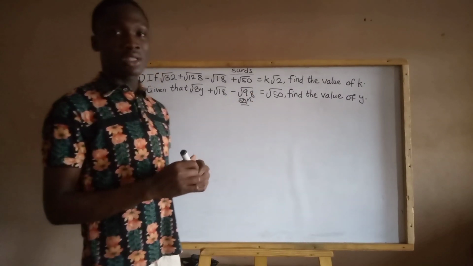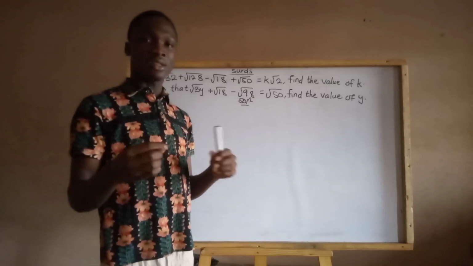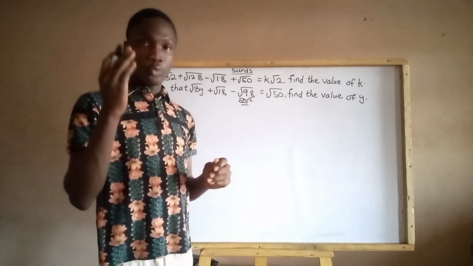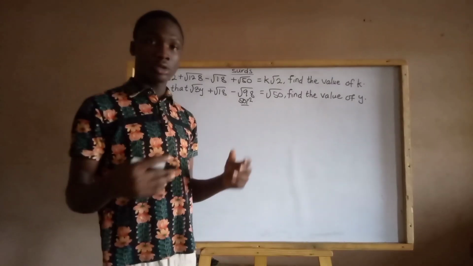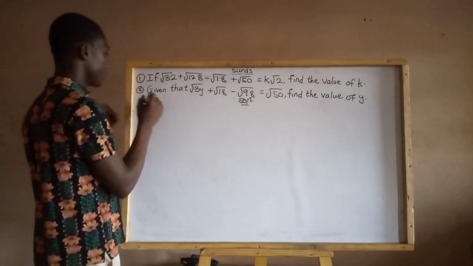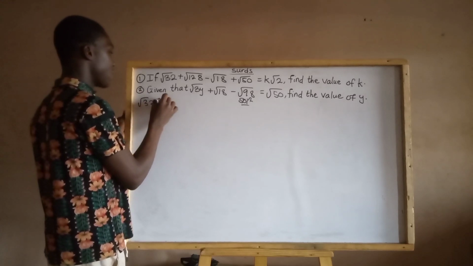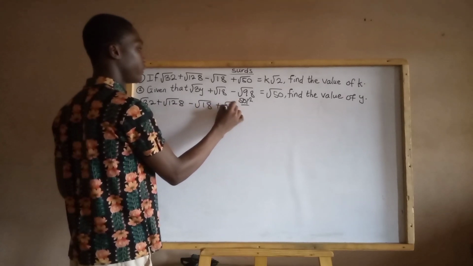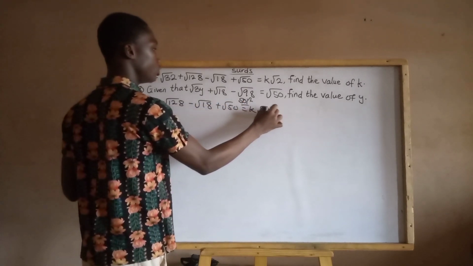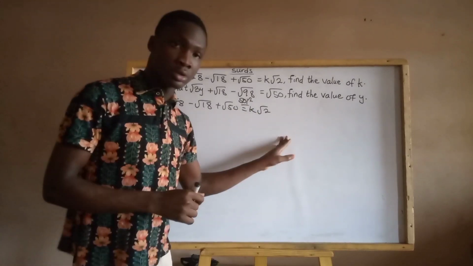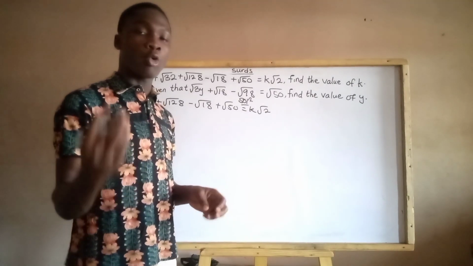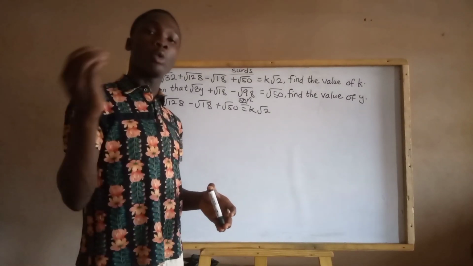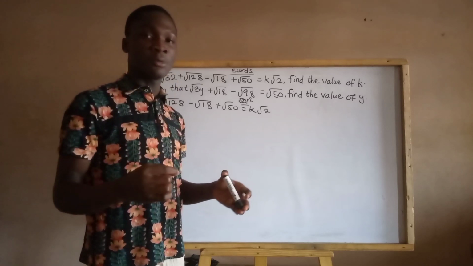we learned in our previous videos that on solving addition and subtraction of surds, we have to make sure that the roots are the same. We can only add or subtract surds of the same roots. So looking at this, root of 32 plus root of 128 minus root of 18 plus root of 50 is equal to k root 2. They are all of different roots, so you have to first simplify them to get a common root. So if you don't know how to simplify, pause the video and go and watch my video on simplification of surds before you come and continue.